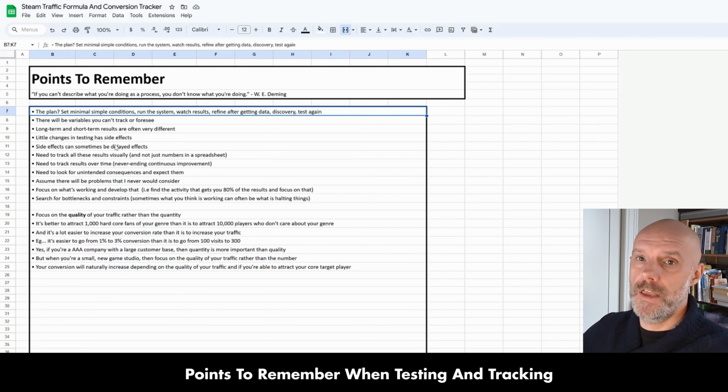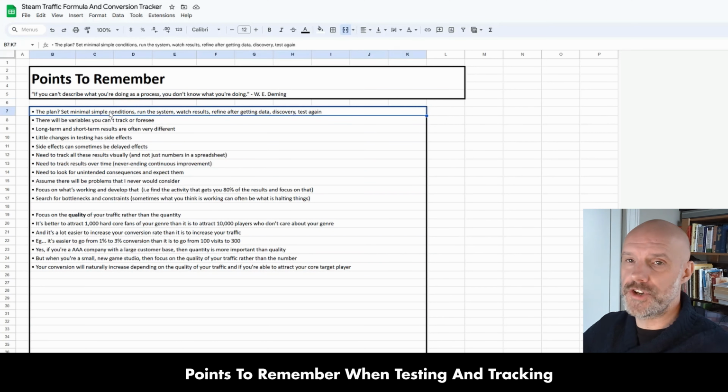So for example, if you want to change your Steam capsule art, before you do that, you run a test with the old capsule art, you track the traffic and wishlists, then you change the capsule, and then you run the system again, and you track the traffic and wishlist. So that way you can compare the old capsule with the new capsule and see if it worked or not, right? Or if the change is positive or not.